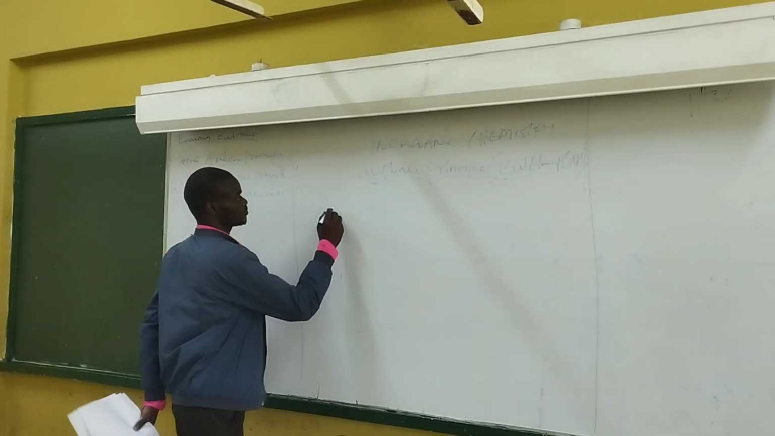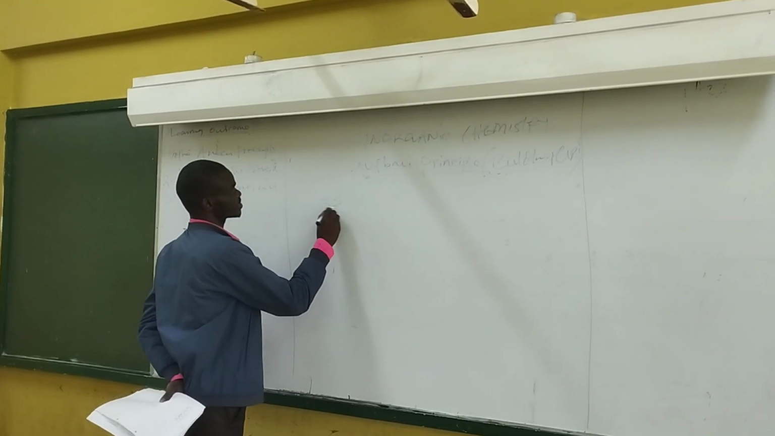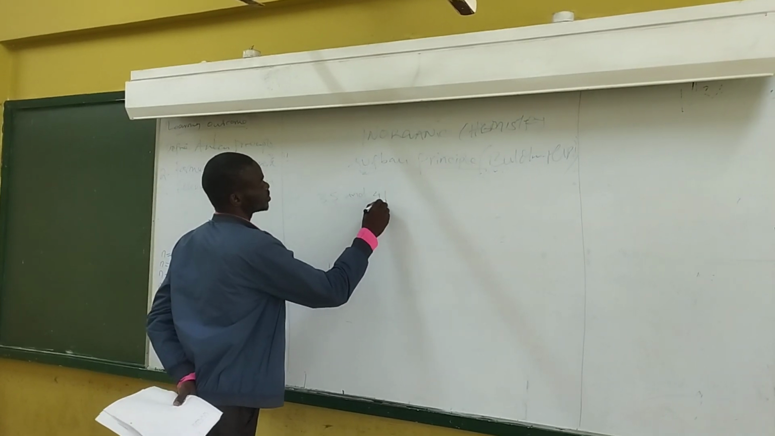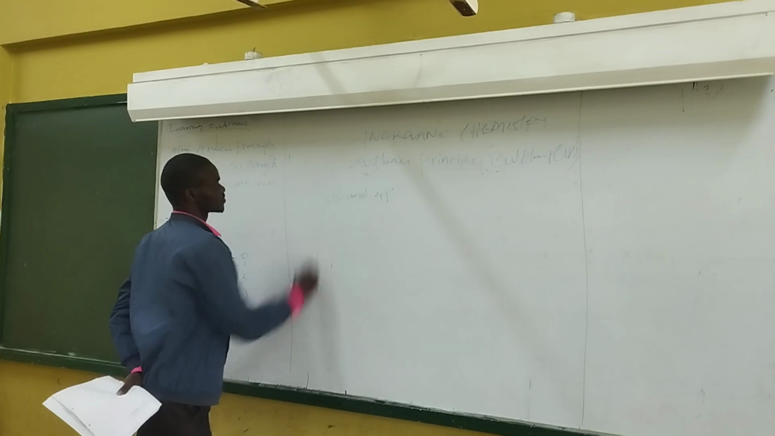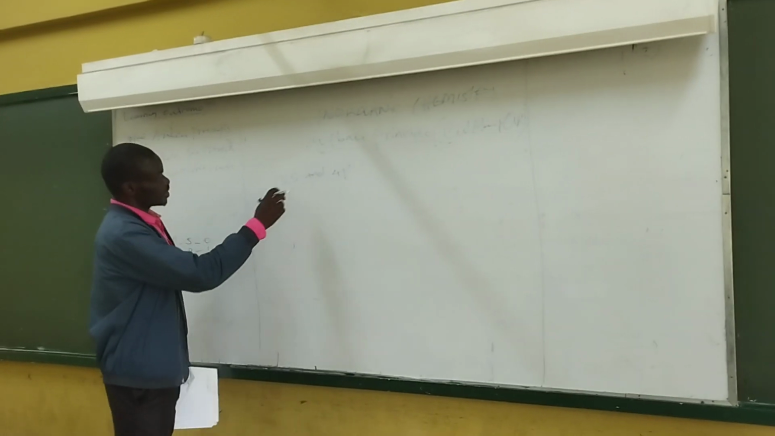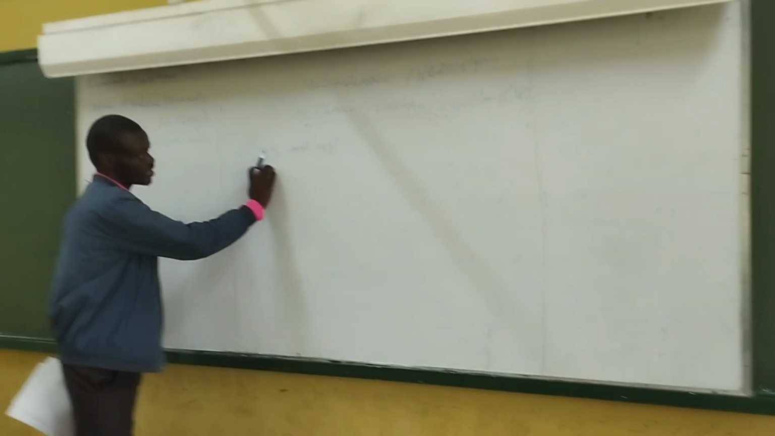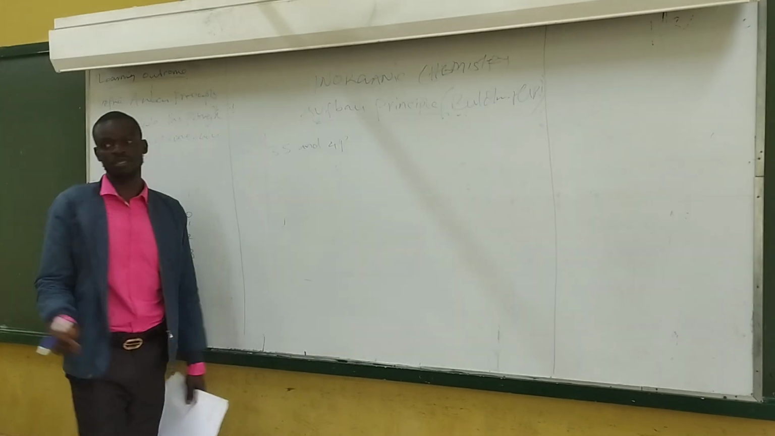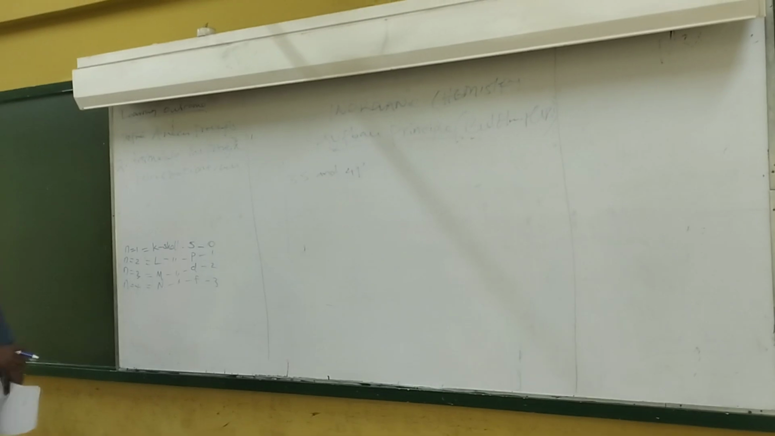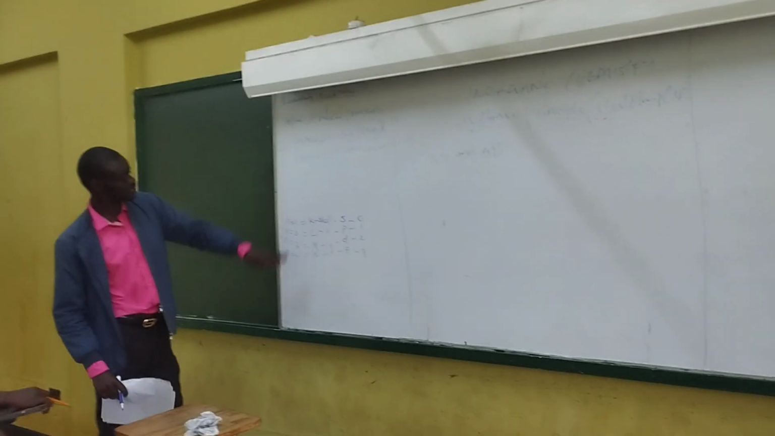So assume that you have 3s and 4p. For us to identify which one will be filled first, is it 3s or 4p? We must do some calculation. So that's why we come back to our chart here and we look at it very well.